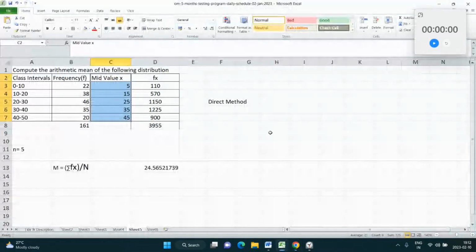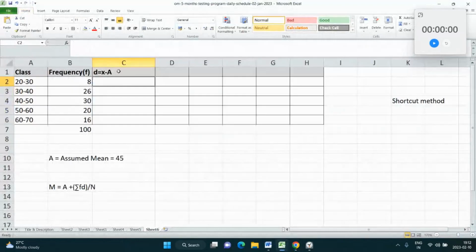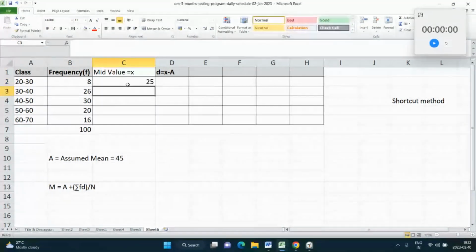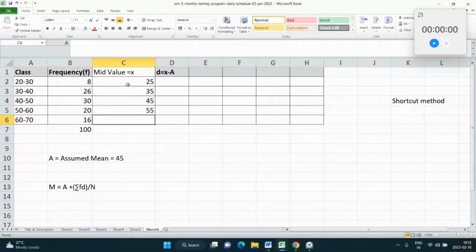So now I am calculating the mid value here. If I have to have this, I want the mid value. This is equal to x. This is 25, 35, 45, 55, and 65. This is x.